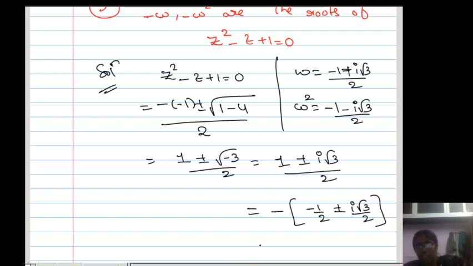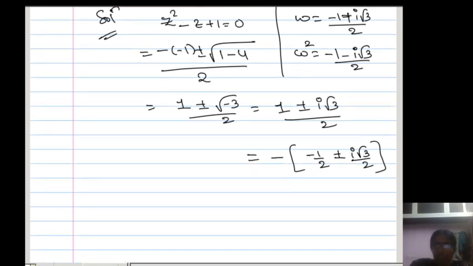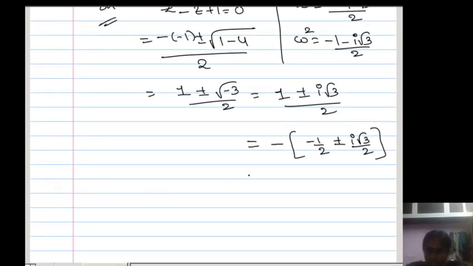What happened here? You can observe that 1 plus or minus i root 3 by 2 means 1 plus i root 3 by 2. From this you can observe, I am writing individually, 1 plus i root 3 by 2 and 1 minus i root 3 by 2 are the roots of the given equation.